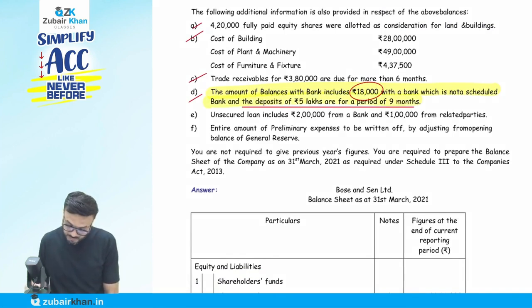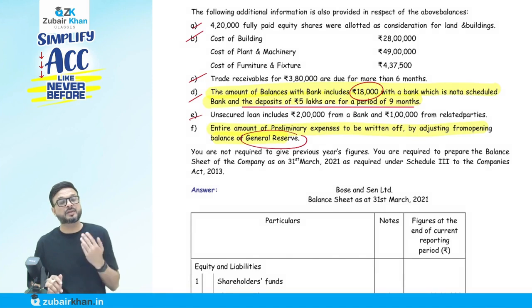Okay, unsecured loan includes rupees 2 lakh from a bank and rupees 1 lakh from a related party. So we have to mention that. Okay, now it is easy, you can solve. Now this is also a new point. Entire amount of preliminary expenses to be written off by adjusting the opening balance of general reserve.